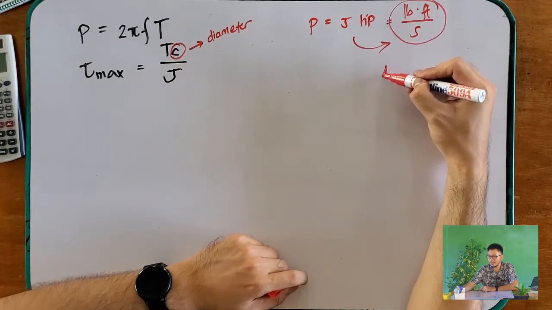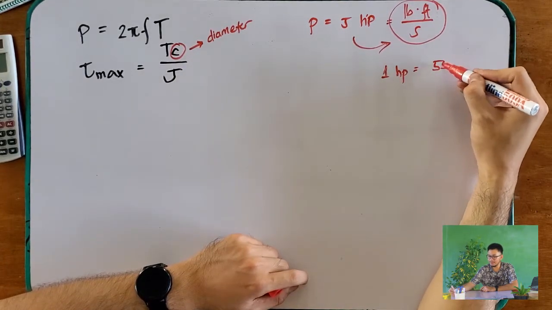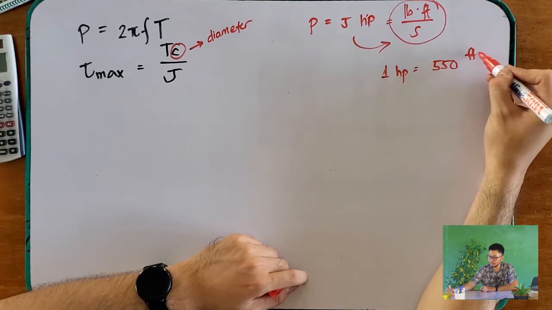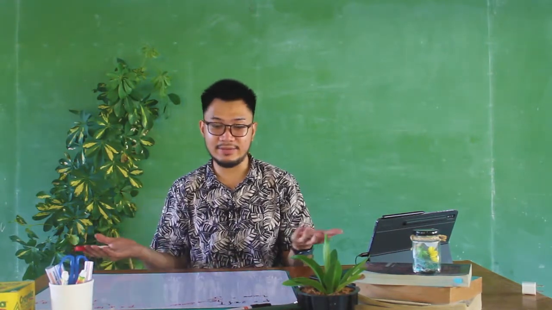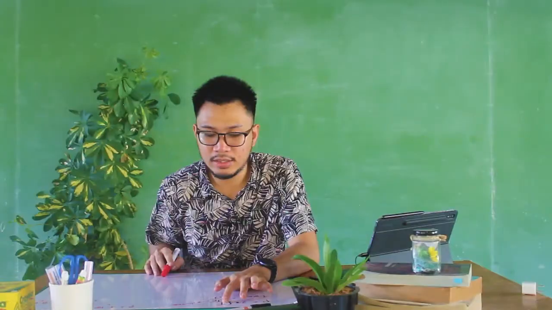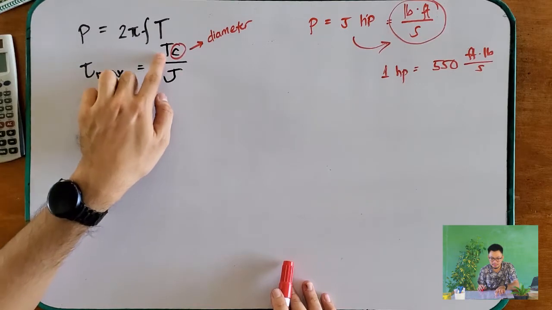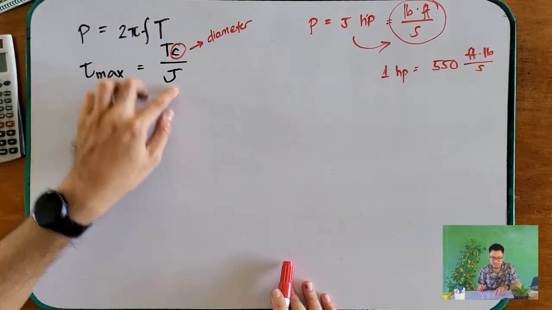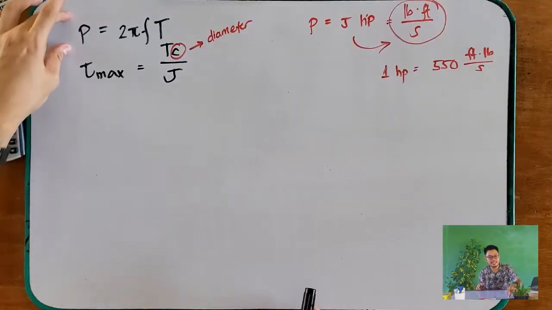We have a conversion. 1 horsepower is equal to 550 foot-pound per second. Okay? So therefore, 550 times 5, of course. Okay. And we are given your F. Your T is not given. And when we get our T, we can solve for C and J. Okay? Sige, let's do this. Una sa atong equation.